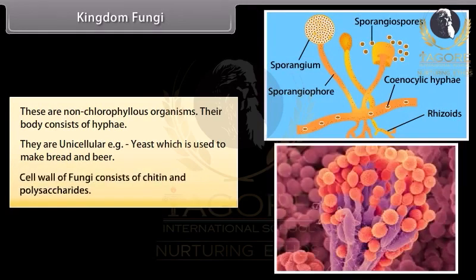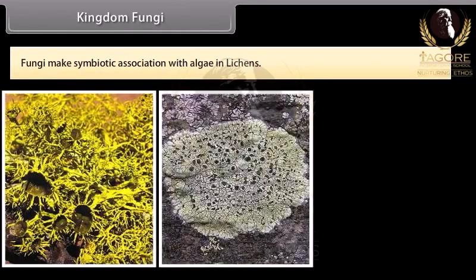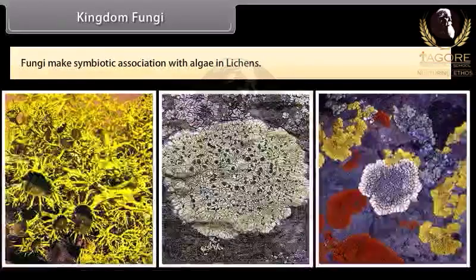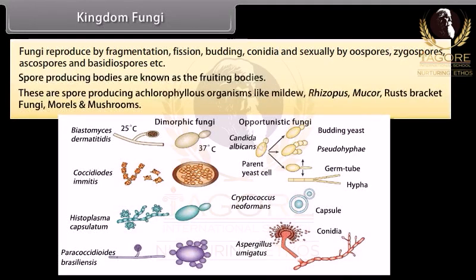The cell wall of fungi consists of chitin and polysaccharides. Fungi make symbiotic associations with algae in lichens. Fungi reproduce by fragmentation, fission, budding, conidia, and sexually by oospores, zygospores, ascospores, and basidiospores, etc. Spore-producing bodies are known as fruiting bodies.